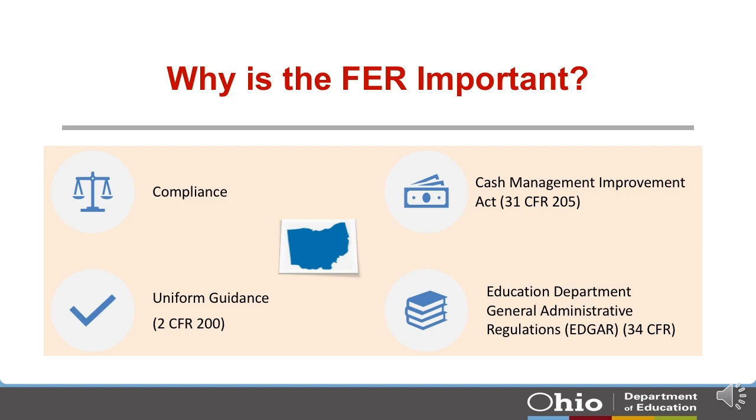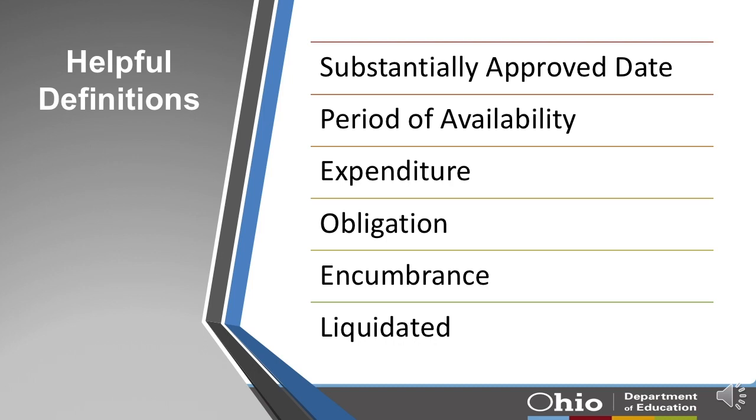As we progress throughout this video, it will be helpful to define some key terms we will be using. The substantially approved date is the date a grantee is legally allowed to begin obligating grant funds. The period of availability specifies a period during which the grantee may use the federal or state funds. Expenditures are allowable cost charged to a project or grant. An obligation is the amount of an order for property and services, contracts and subawards, or similar transactions during a given period that will require payment during the same or future period.